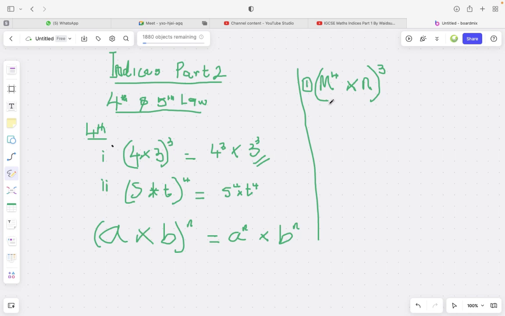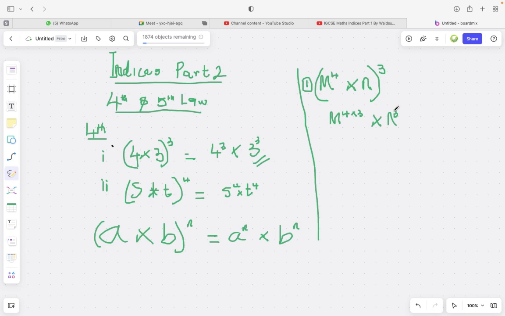Now what this means is that this 3 is talking to this and is also talking to this. So to evaluate, you write m. You can see m has its own power first, which is 4. So this is third law: this one times the power outside. You multiply by 3. Then you say times n to the power of 3.